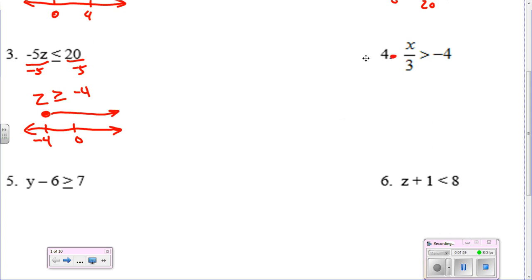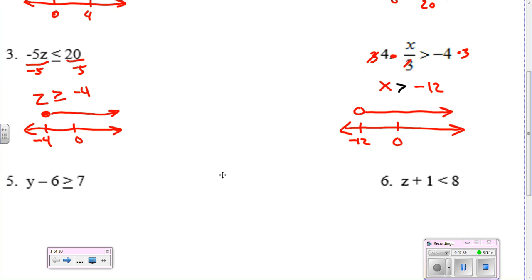Number 4, multiply by 3 because it's x divided by 3. Those cancel. You get x is greater than negative 12. Now, because we're not multiplying both sides by a negative, see, some people get confused. They say it's negative 4 times 3. But because you're not multiplying both sides by the negative, the symbol does not flip. Zero, negative 12. It's got to be greater than, so it's an open circle and going to the right.